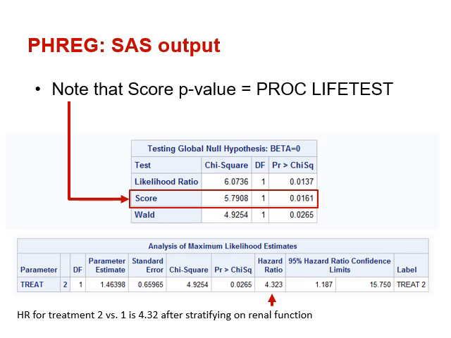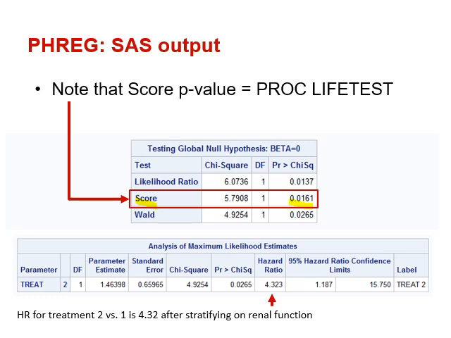We will also see another box for the overall p-value. And we will see that the score test p-value is 0.0161. As you recall, this is the exact same p-value that we found in PROC LIFETEST for the log rank test.